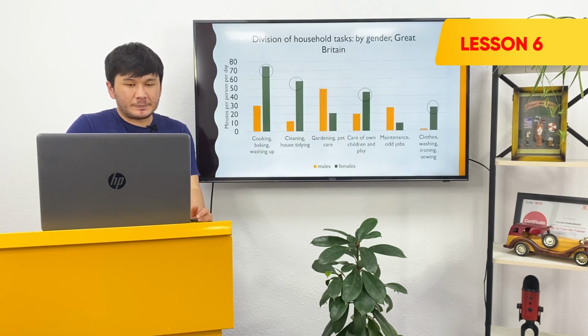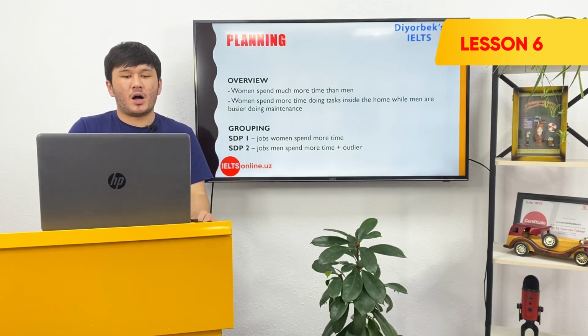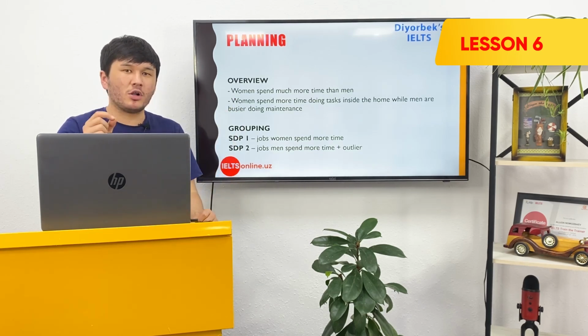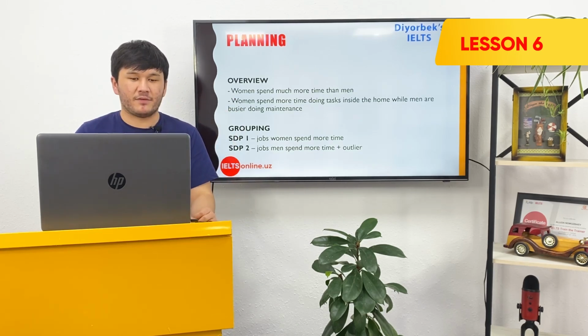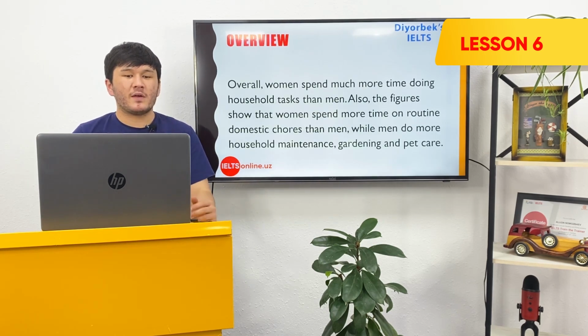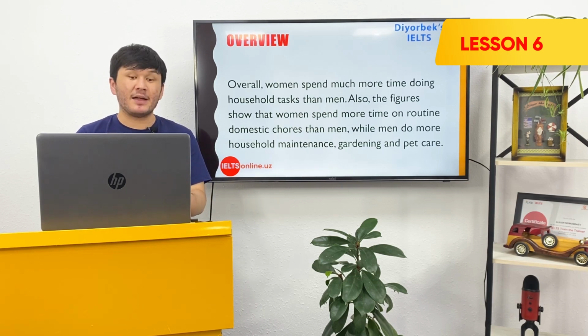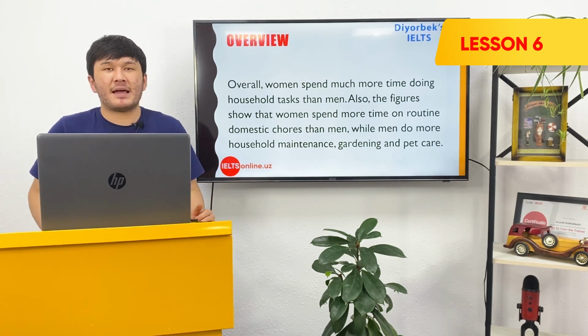So now, when it comes to the overview, we're going to write this. We're going to start, as always, with a very general piece of information and finish with something more specific. Overall, women spend much more time doing household tasks than men. Also, the figures show that women spend more time on routine domestic chores inside the house than men, while men do more household maintenance, gardening, and pet care.